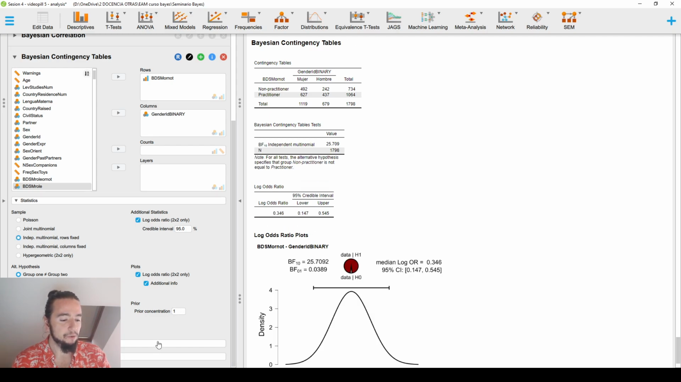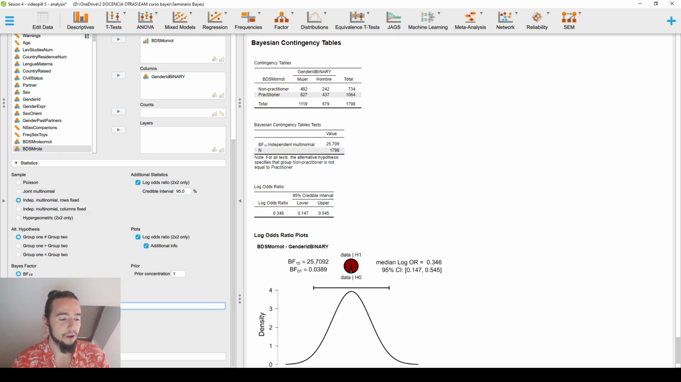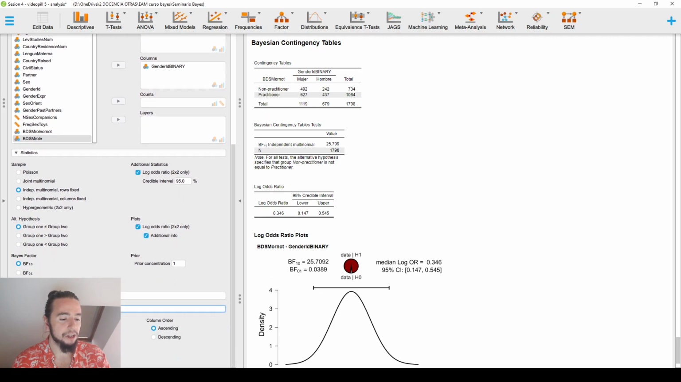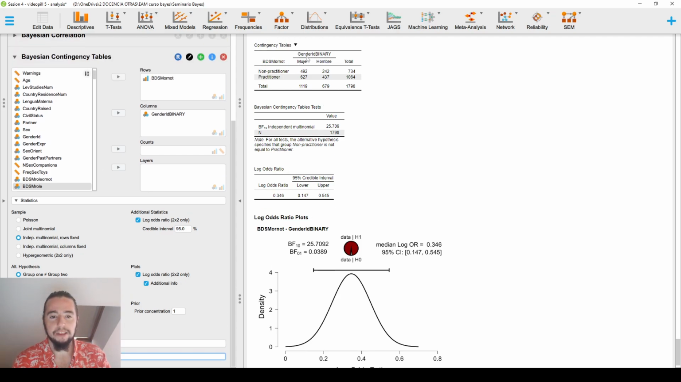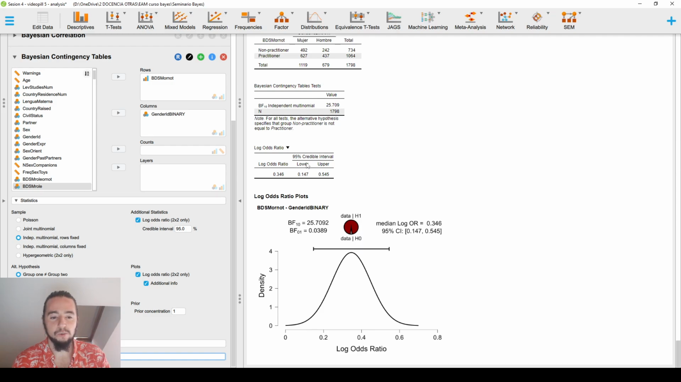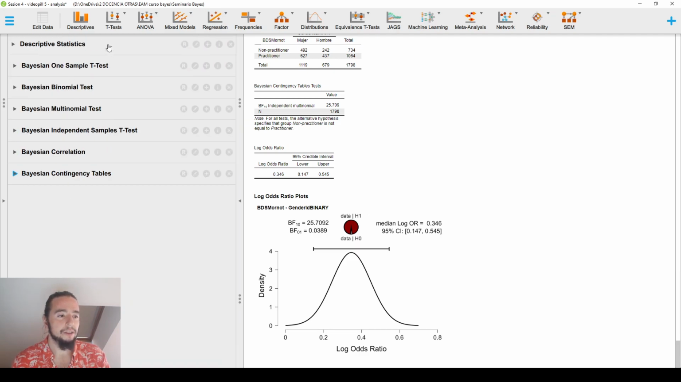And finally, we can select the percentages if you want them, and also other options here of sorting. And as you can see here, we have the bias factor of the contingency table, the log odds ratio, and also the posterior of the log odds ratio plot with the bias factor and the median. Okay, so those are basic tests.